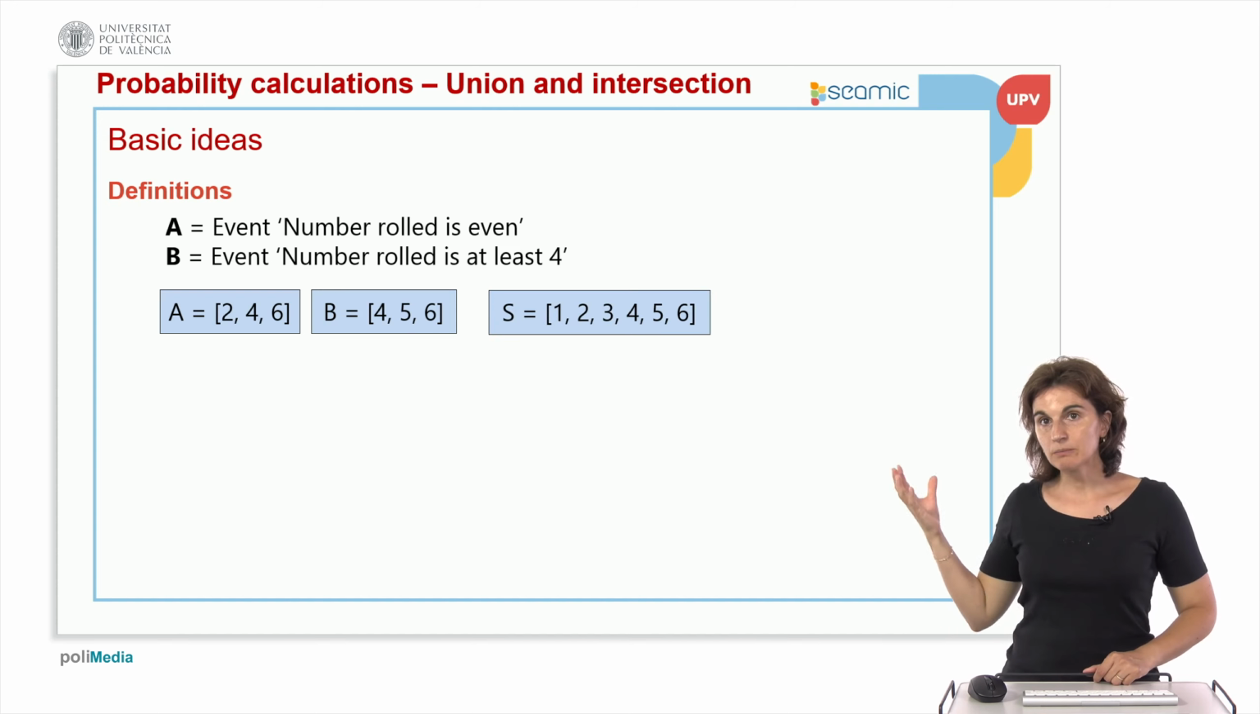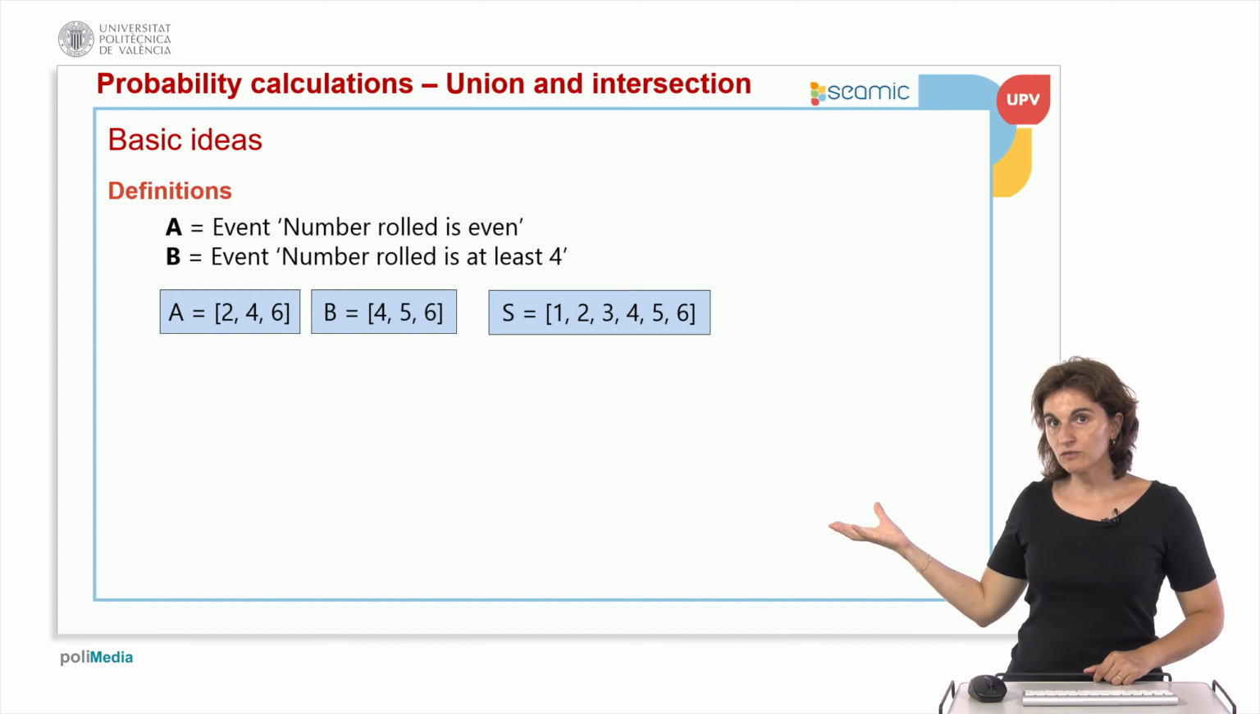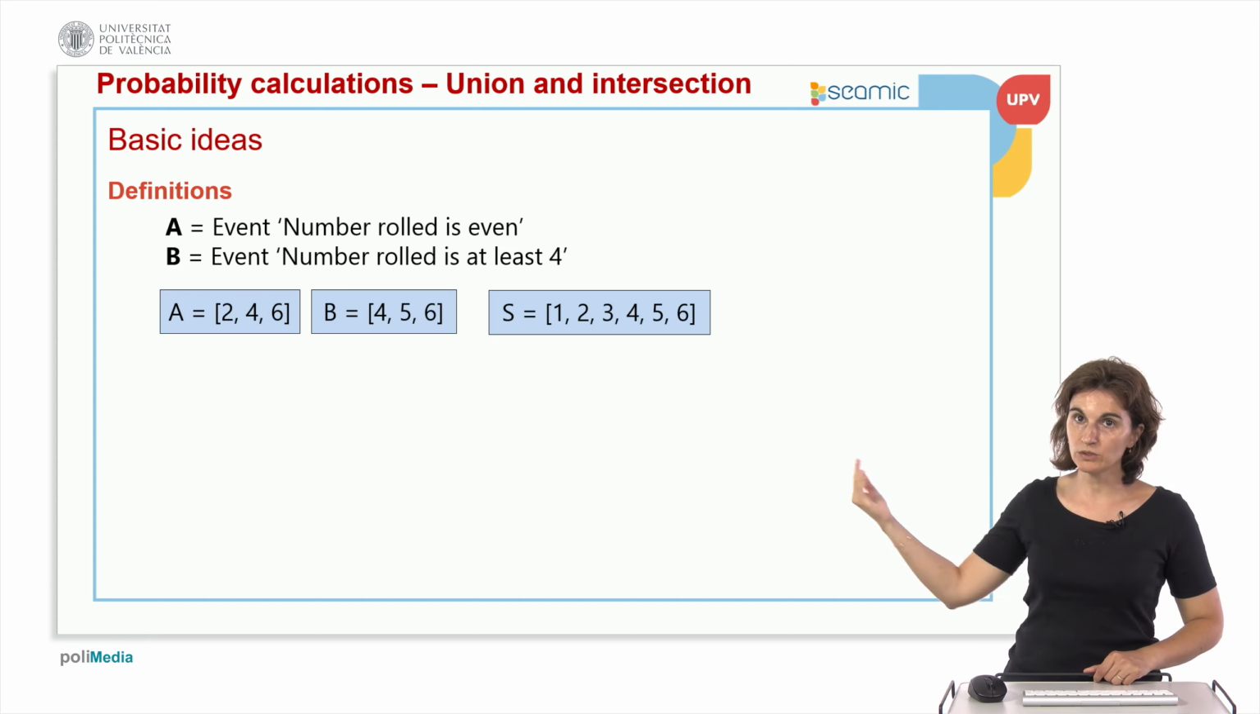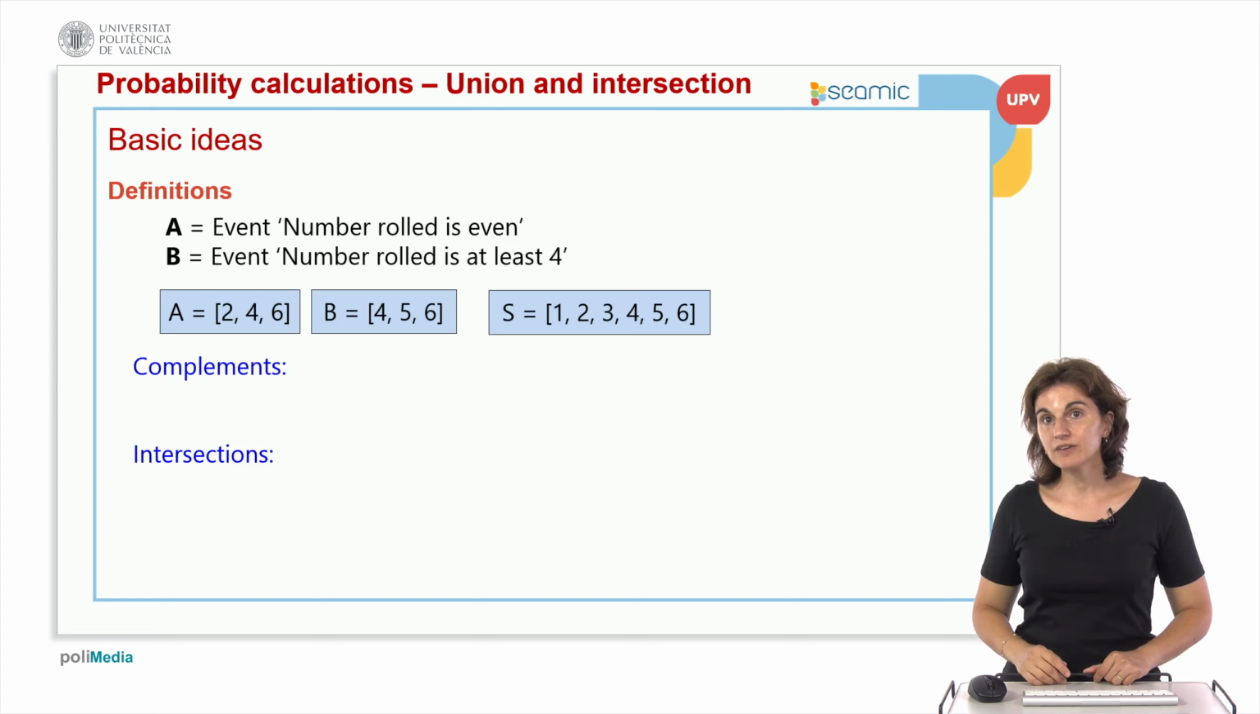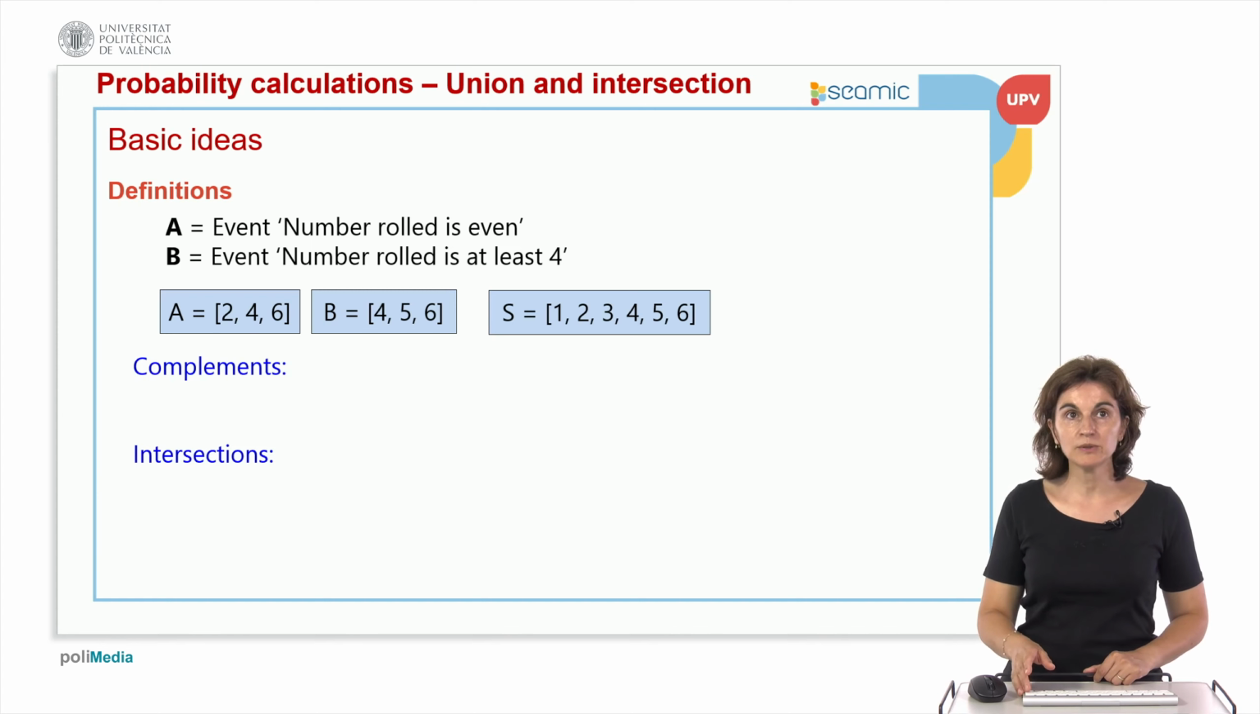You know that the sample space for this phenomenon would be the set of numbers from 1 to 6. This is something we already said. And now we can define the complements or the intersections between them.